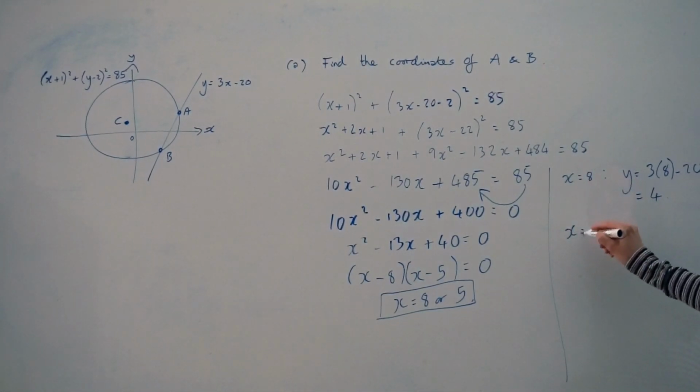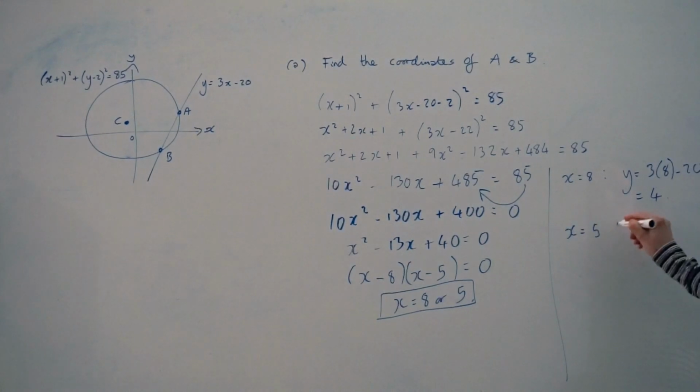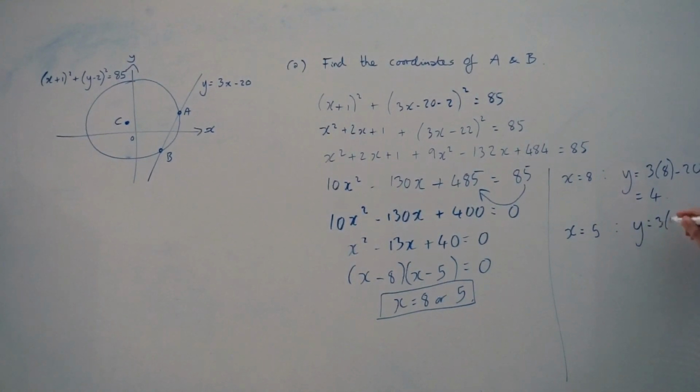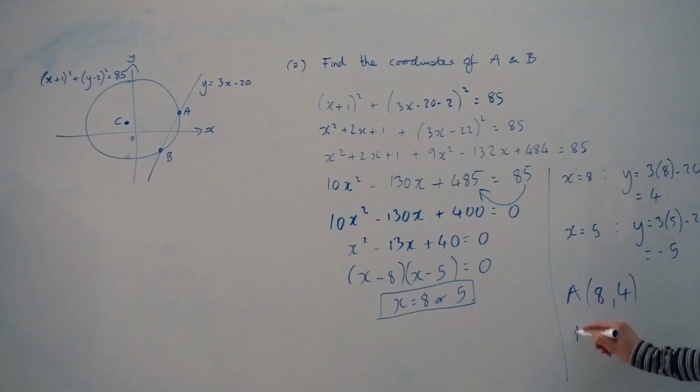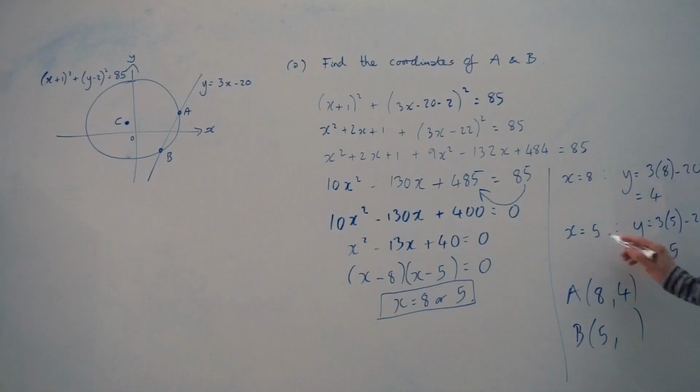Now I'm going to change the x value to 5, so that y is equal to 3 lots of 5 minus 20. Well, 3 times 5 is 15, and if we take away 20, we get negative 5. Just to summarize at the end, the coordinates of A should be positive 8 for the x value and positive 4 for the y value. And for B, the x coordinate was 5 and the corresponding y value was negative 5. So they are the coordinates of A and B.